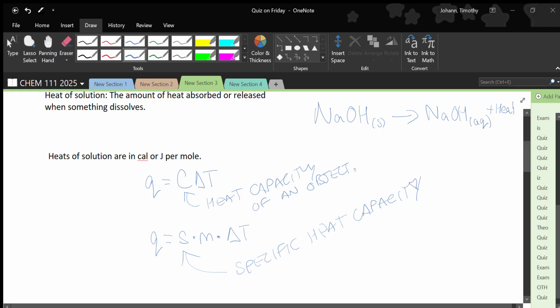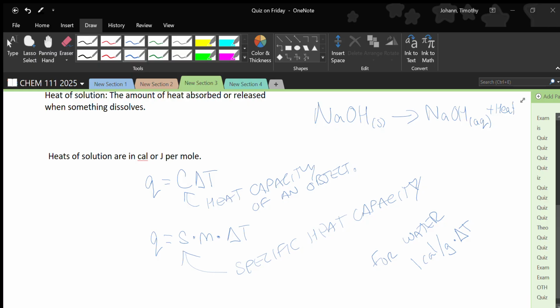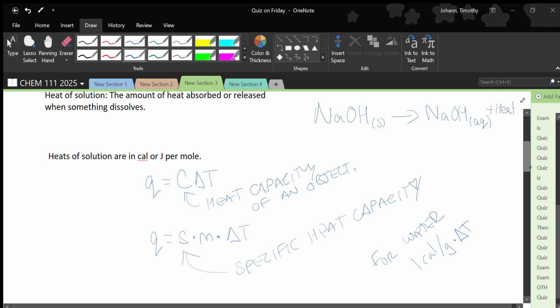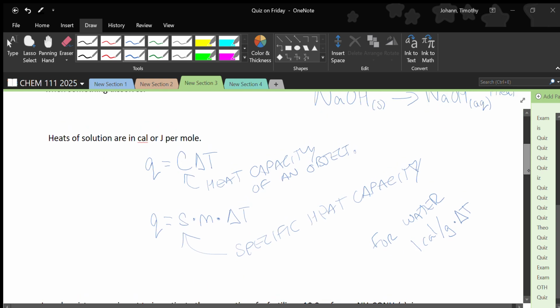Right, and that's going to be per gram. And I'm just going to say down here for water, because this is a more general equation over here, it's going to be 1 calorie per gram degree Celsius. So in other words, it takes 1 calorie to raise the temperature of 1 gram of water 1 degree Celsius. Okay. It's all kind of review, hopefully. Mostly review, let's say.